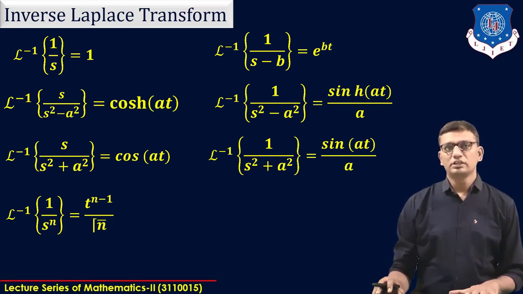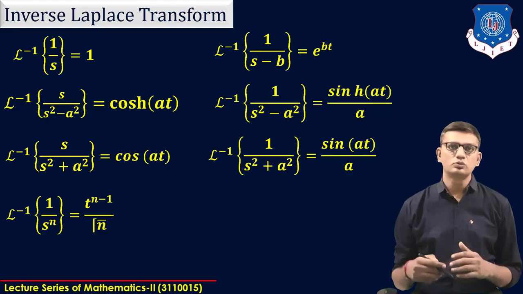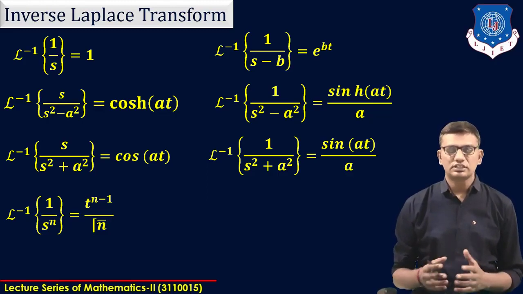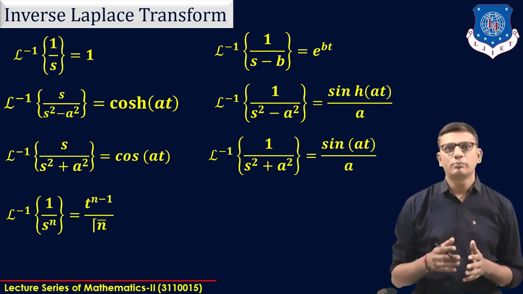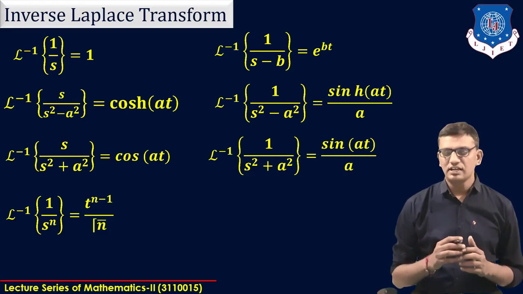We know that 1 upon s is the Laplace of 1. So, inverse Laplace of 1 by s is 1. Inverse Laplace of 1 by s minus b is e raised to bt. Inverse Laplace of 1 upon s plus b is e raised to minus bt. Inverse Laplace of s upon s square minus a square is cos hyperbolic at. Inverse Laplace of 1 upon s square minus a square is sin hyperbolic at divided by a.